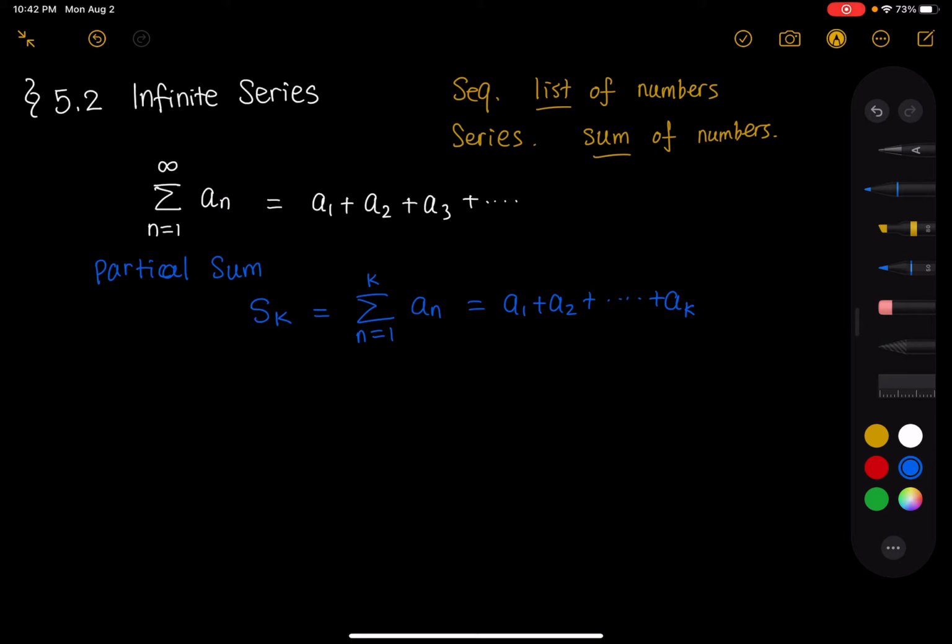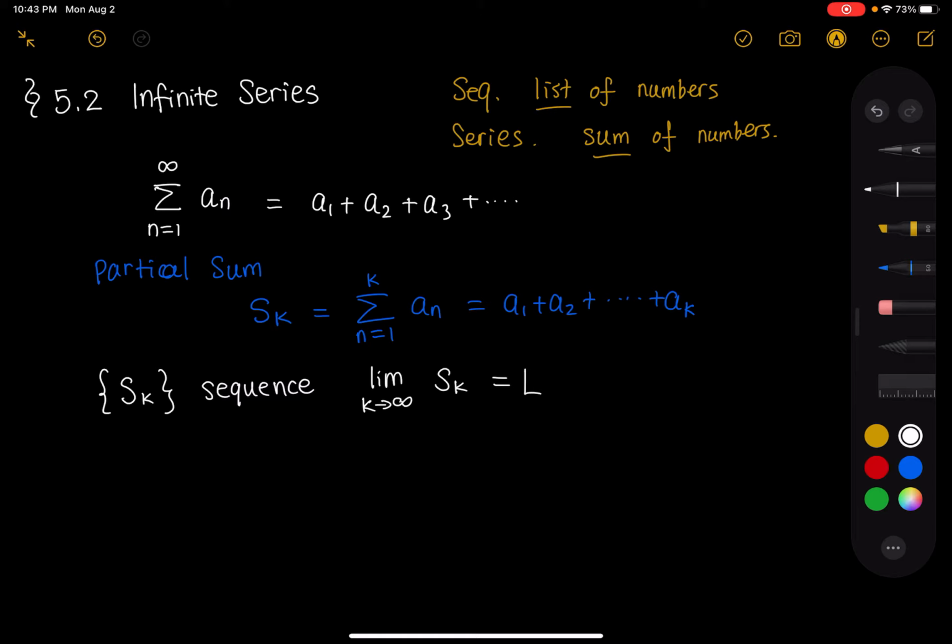So then S will be a list of numbers, right? Those partial sums will give you a list of numbers S sub k. And that list is a sequence now, okay? Every time we have a list of numbers, it is a sequence. If the sequence of partial sums converges to a real number, what it means is the limit as k goes to infinity of S sub k equals a limit.